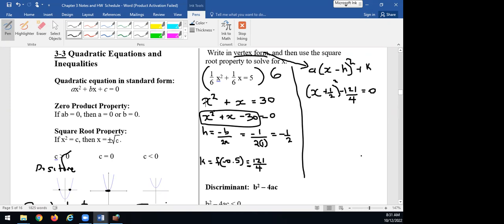Now we want to solve it using the square root property. So if we need to do that, we need to first get rid of this -121/4 on the other side of the equation. So here you're going to have x plus 1/2 all squared. And if you bring this over, it becomes a what? Positive. So that's equal to 121/4.